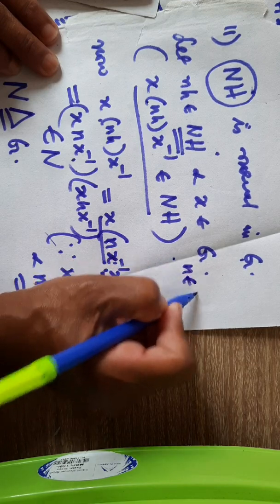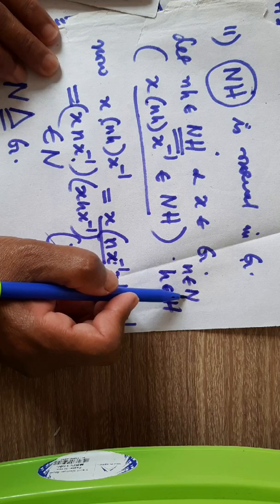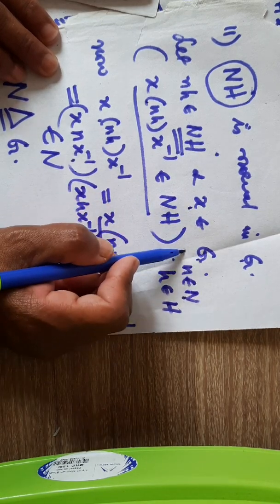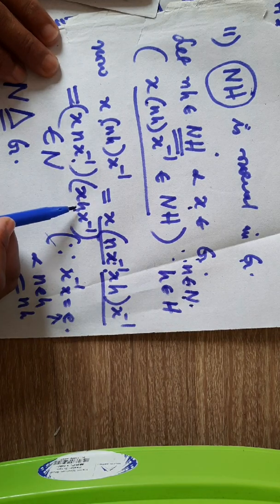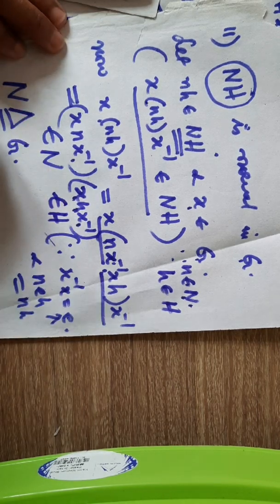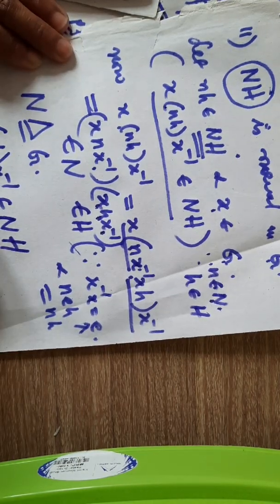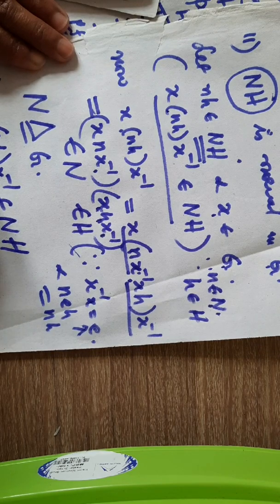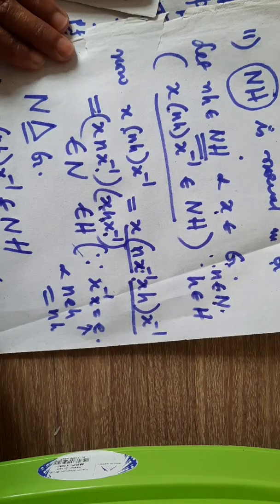Here, N belongs to N, H belongs to H. So as N is a normal subgroup of G, for every X in G, X N X inverse should belong to N. Similarly, H is a normal subgroup of G, so X in G and H in H, X H X inverse also will belong to H. So this belongs to H. So finally it implies that X into NH X inverse belongs to NH. This concludes that NH is normal in G.